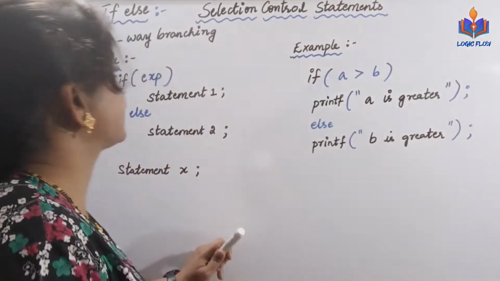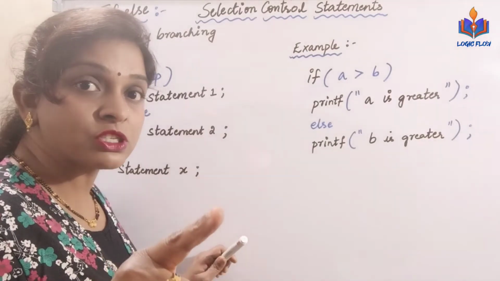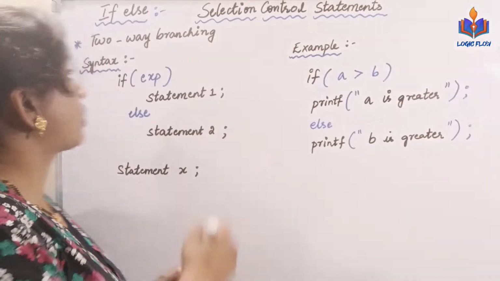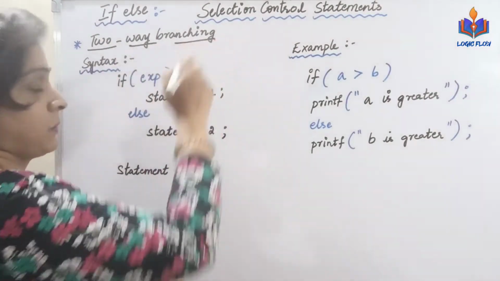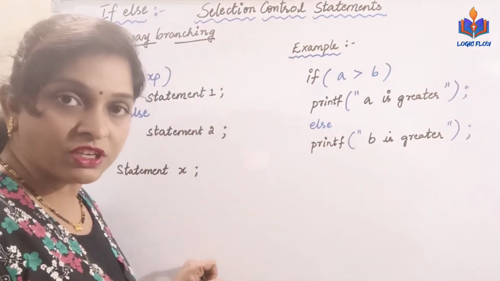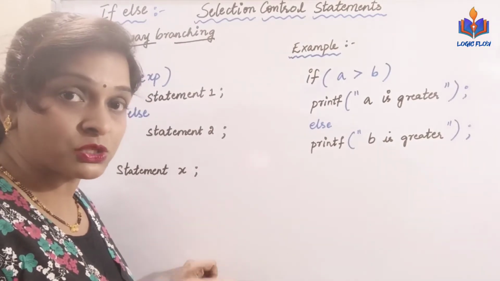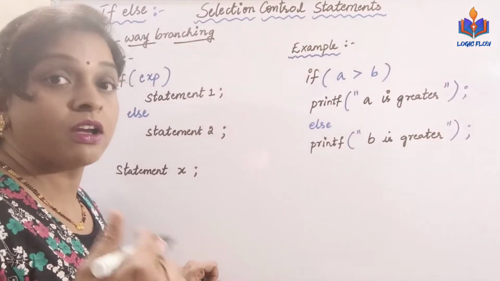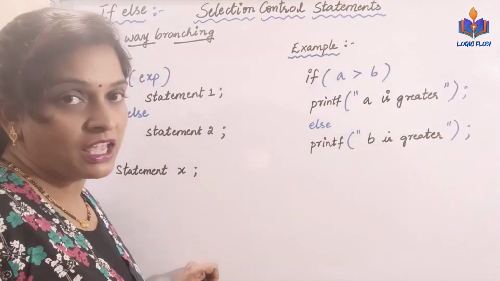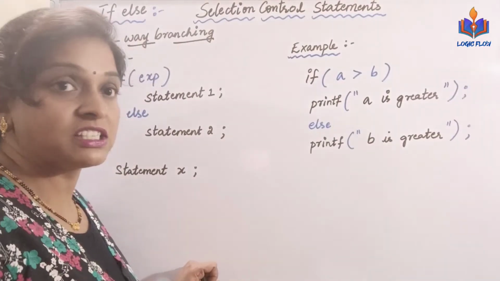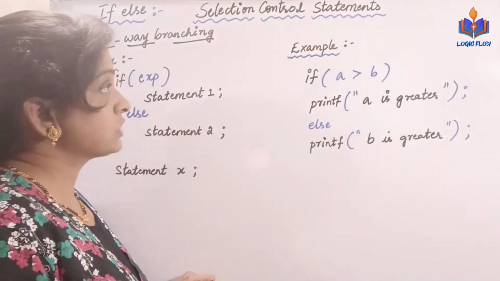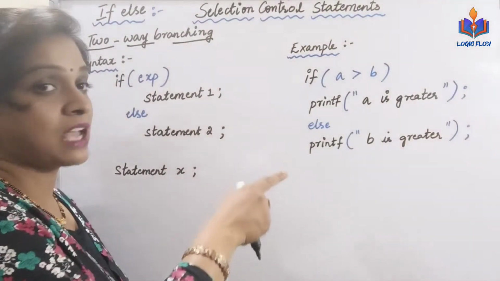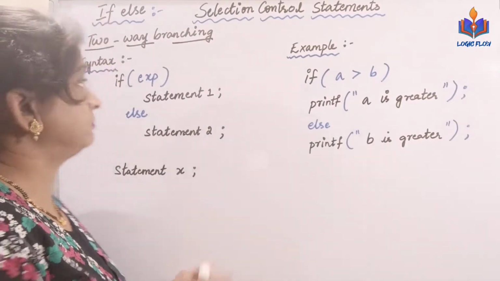The simple if is called one-way branching, whereas this if-else is called two-way branching, because based on the evaluation of the condition, if the condition evaluates as true, some statement will be executed. But if the condition evaluates as false, some other statement will be executed, and the other statement is represented with else. So let us understand this if-else better with the syntax and an example, and we'll also see the flowchart.